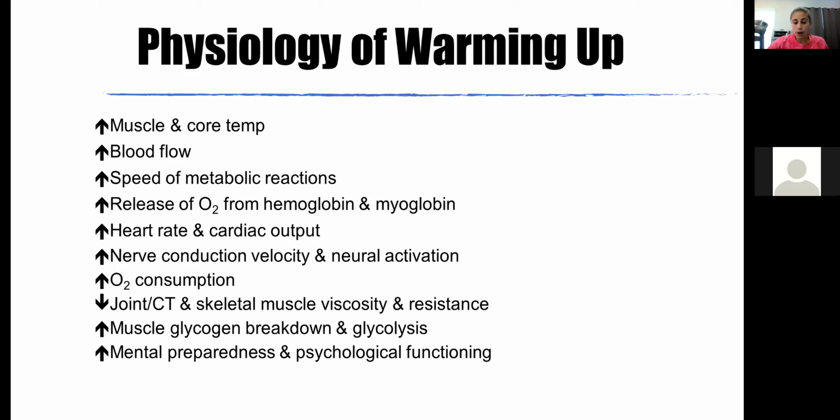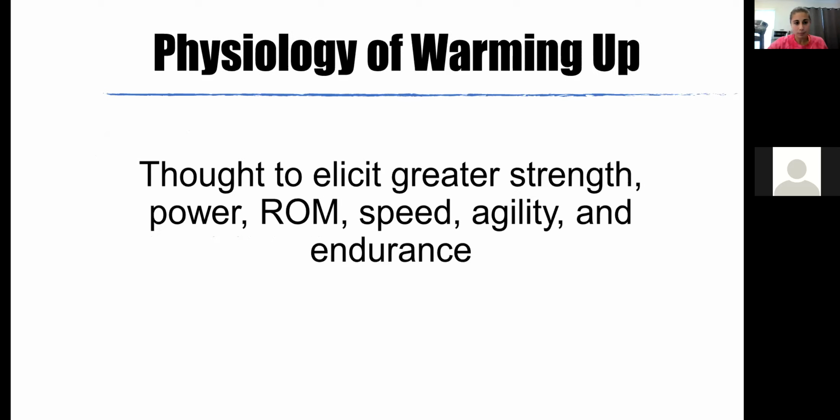Increased muscle glycogen breakdown, glycolysis. Again, we're better able to mobilize our fuel source, which is glycogen, the storage of glucose inside our body. We can break that down so we can now make energy, because we need glucose to make energy. And I already talked about mental preparedness. So understanding that there's a lot of physiological processes going on as we are warming up. So in that 5 to 15 minutes, all these things are going to be happening.